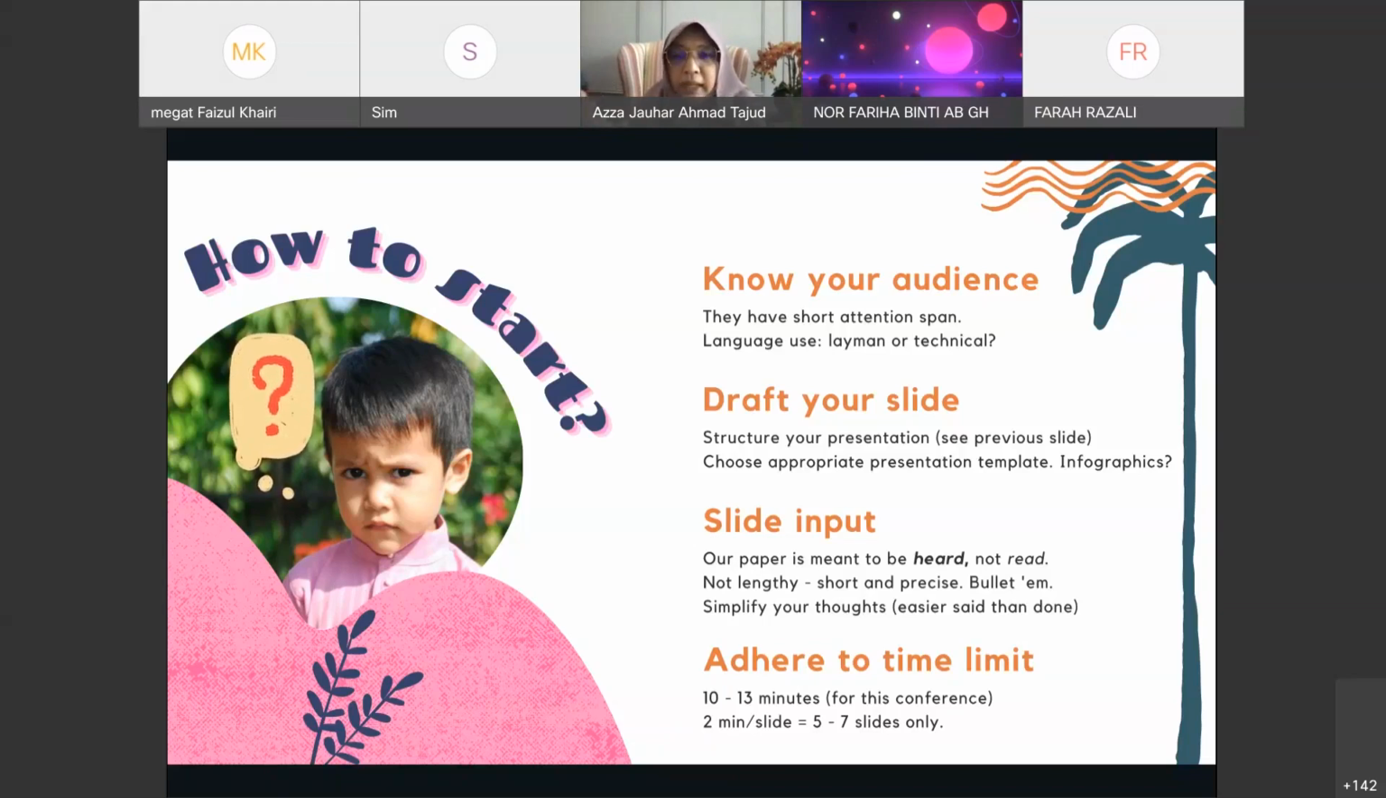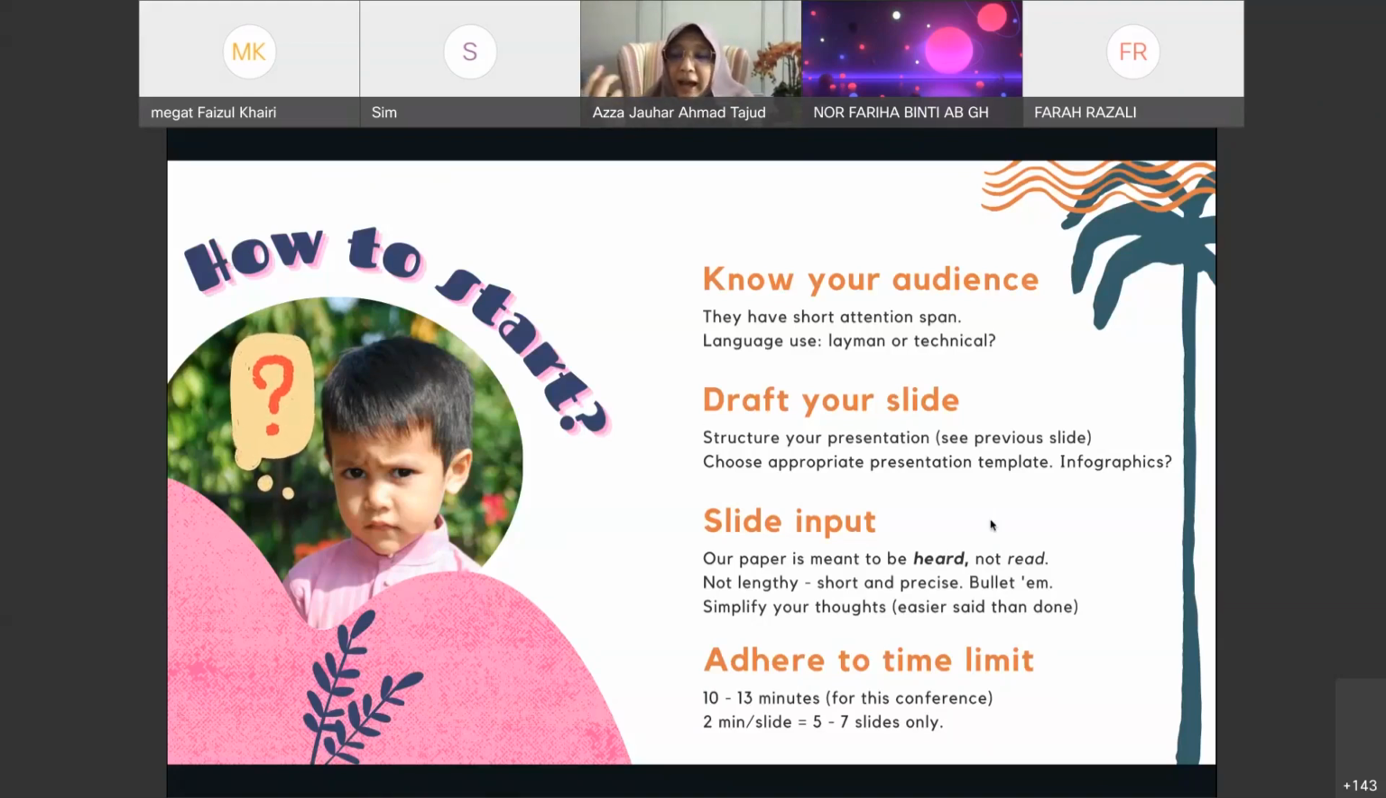Okay. The third one is slide input. You have to remember when you present in conferences, the paper is meant to be heard. Orang nak dengar you cakap apa, not to read them. Therefore, you cannot cut and paste the whole paragraph of the abstract or your methodology onto your slide. Don't do that, okay? You have to pick and choose the appropriate ones. It should not be lengthy. It should be short and precise.